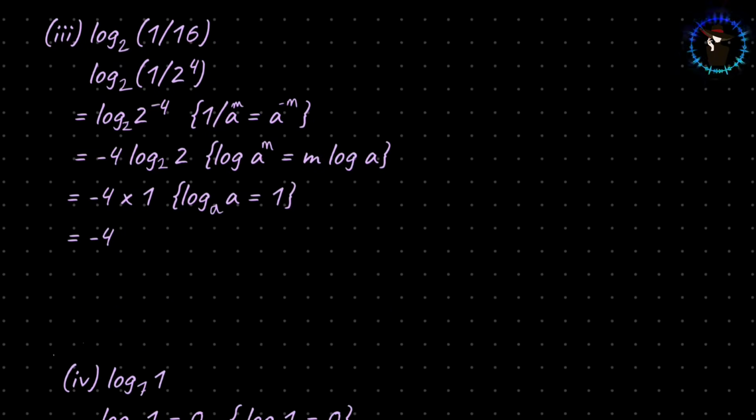Third question, log 1 by 16 to the base 2. Now 16 can be written as 2 power 4. So when this 2 comes up, this is in the division, so it turns into the minus form, right? This is what the exponential expression says. 1 by a power m is equals to a power of minus m. Again, we'll bring this 4 in the front, the logarithm power rule, 1 by 4 log 2 with the base 2, right? Again, we have both 2 same, then this whole thing turns as 1. Minus 4 into 1 equals to minus 4.